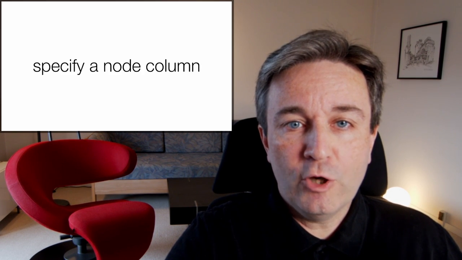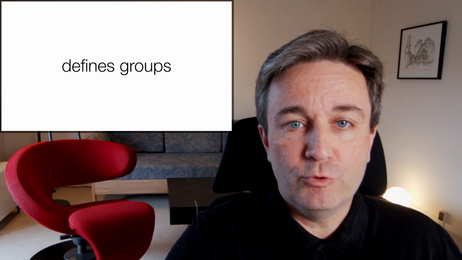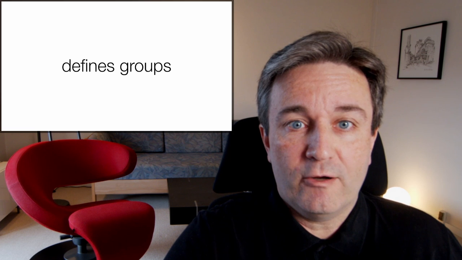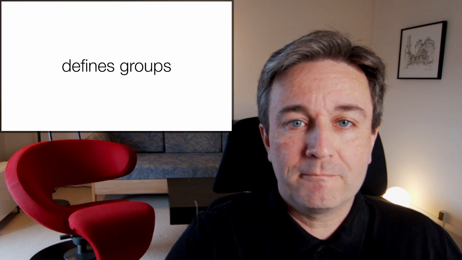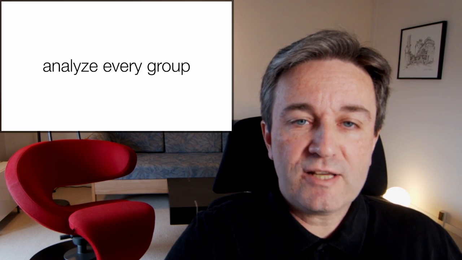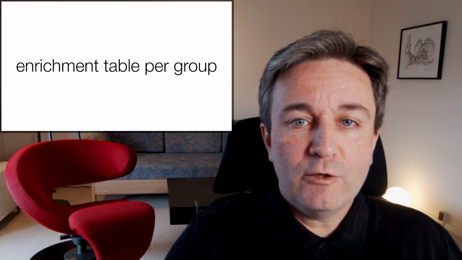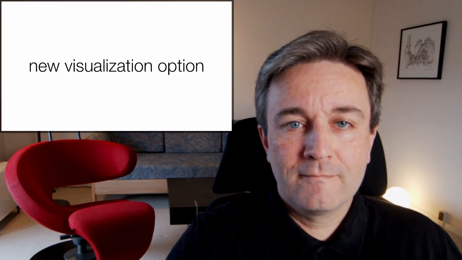Here, you specify a node column which is used to define the groups. This could, for example, be the column containing the cluster numbers coming out of running MCL clustering on the network. It will then analyze every group and create an enrichment table per group.